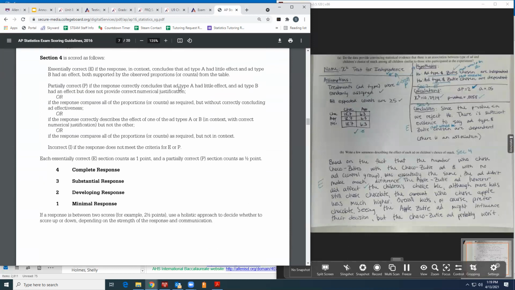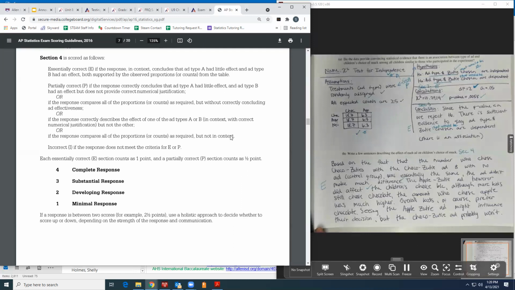Partially correct if the response correctly concludes that ad type A had little effect and ad type B had an effect, but does not provide correct numerical justification. Or if the response compares all the proportions or counts as required without correctly concluding ad effectiveness. So make sure you said which ad was effective and which was not. Or if the response correctly describes the effects of one of the ad types with correct numerical justification, but not the other. Or if the response compares all the proportions as required, but not in context. So lots of ways to get partially correct. Hopefully you got at least partially correct.